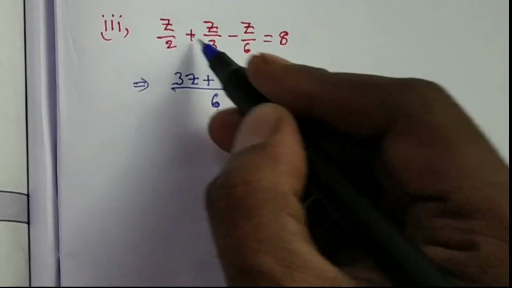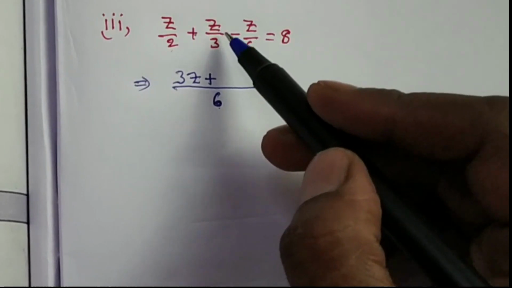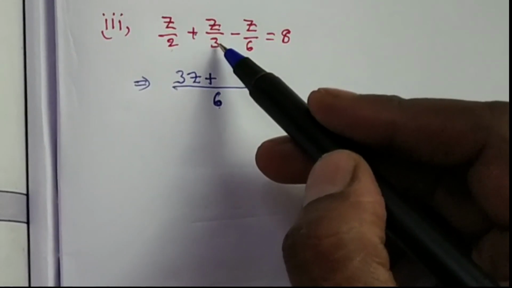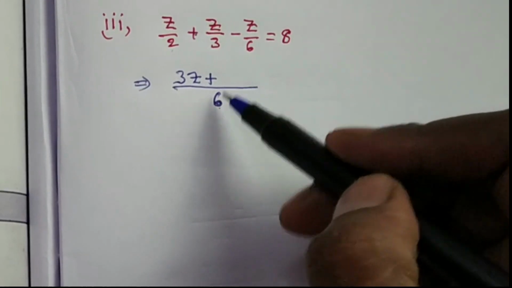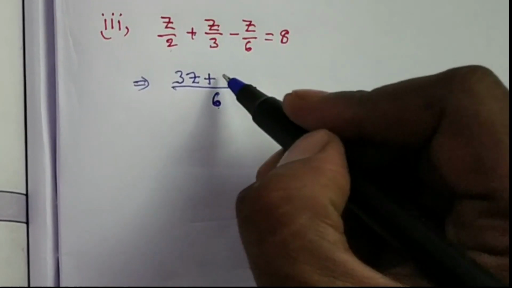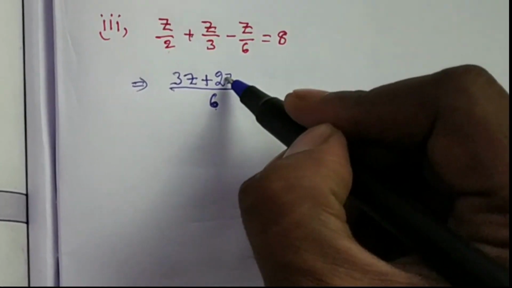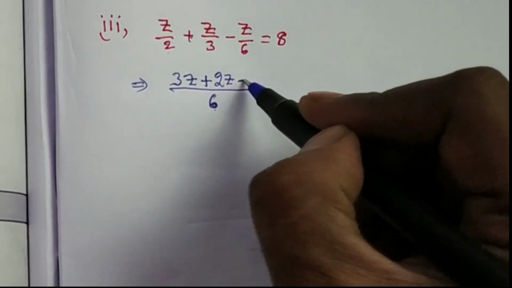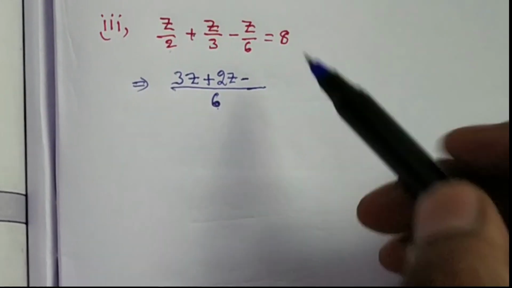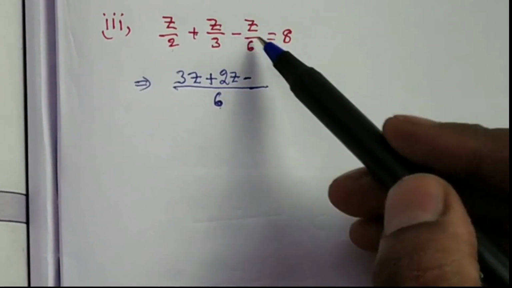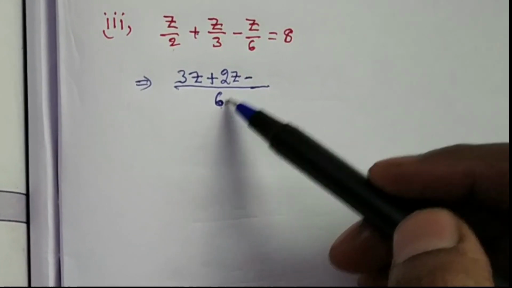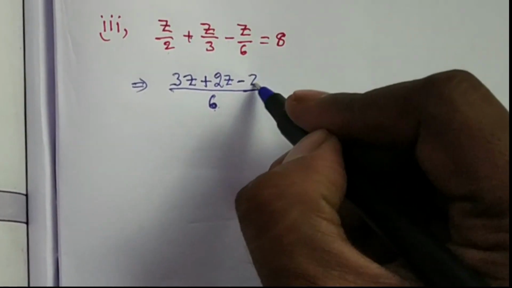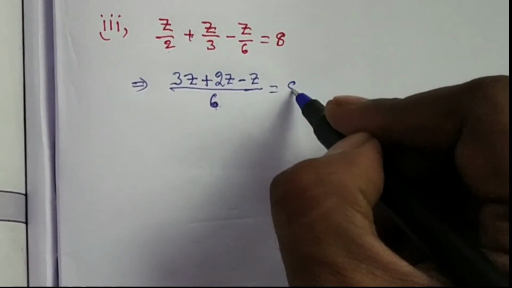Here the symbol is plus. And in the second fraction the denominator is 3. This 3 in LCM 6, 2 times will cancel, 2 into z, that is 2z. Here the symbol is minus. And in the third fraction the denominator is 6, in LCM 6, 1 time will cancel, 1 into z, z, that is equals to 8.